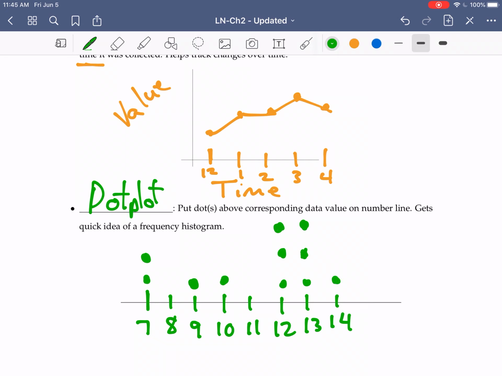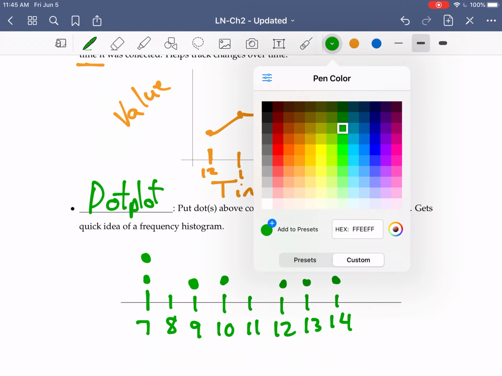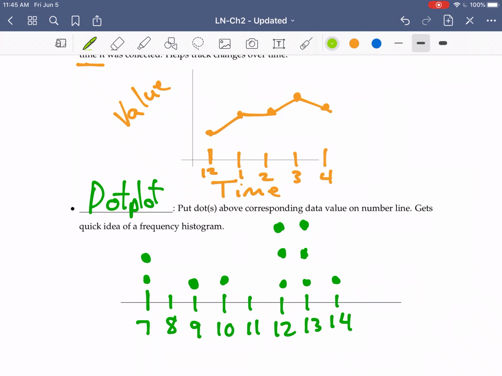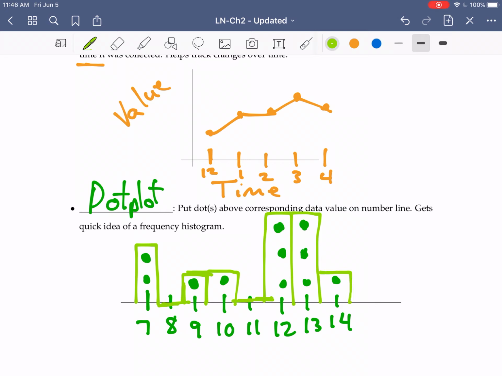So here we can look at this. This gives us a quick idea of a frequency histogram. You can imagine putting bars here. These aren't part of the dot plot, but you can kind of see how that looks here. You can see the heights based on the number of dots that we see there for the different values, right?